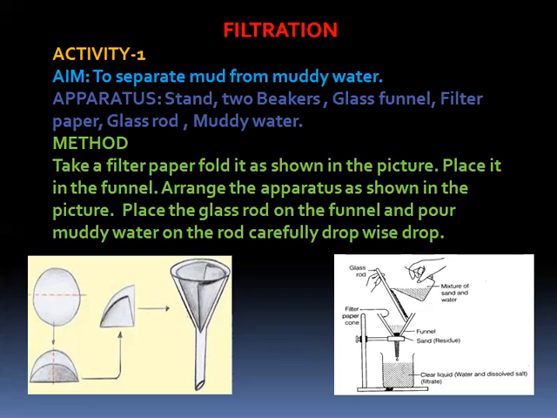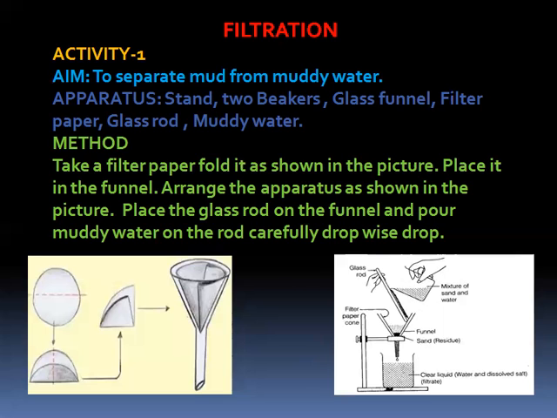What we have to do: take a filter paper and fold it as shown in the picture. You see the picture, children. First, it will be a round filter paper. You cannot take normal paper. Filter paper is entirely different from normal paper. You have to fold one side. Next fold, and when you fold it, you will get a cone shape. That cone shape, you have to place in a funnel. It is a glass funnel, this one. So you have to arrange the apparatus as shown in the picture.